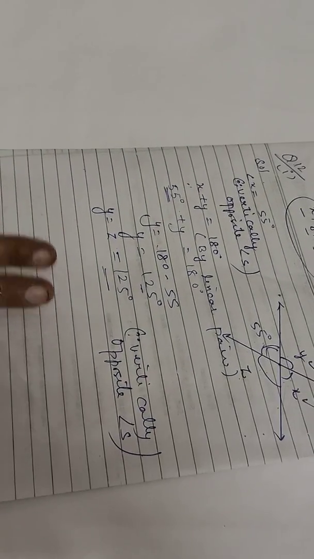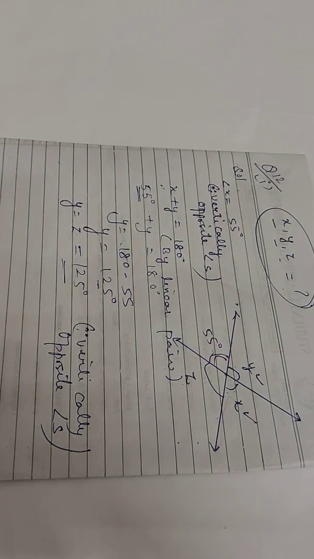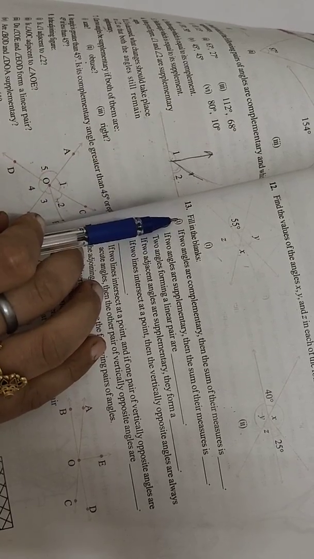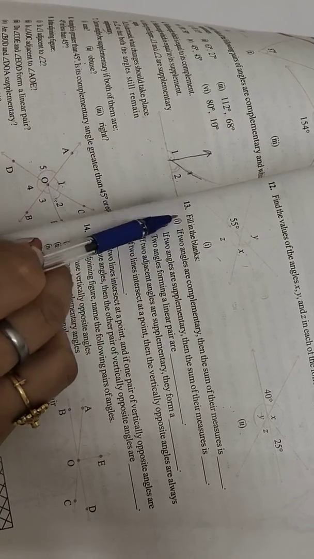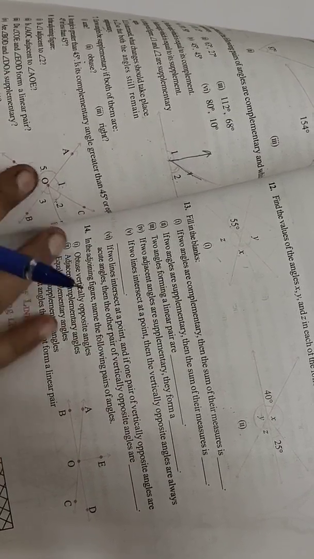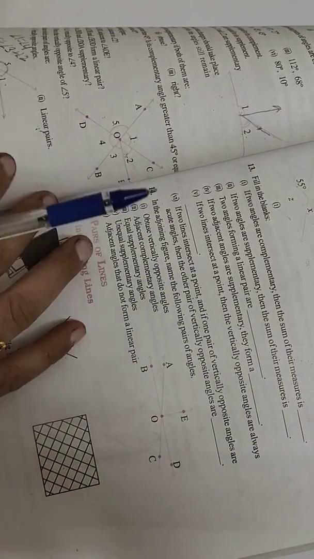Okay, so in this way we can find out all the angles. The second part you do yourself in the notebook. This also you need to do in the notebook. Now question number 13, fill in the blanks. That I am not going to tell anything, you just read this and fill the blanks, and you can check the solution afterwards if we send them.